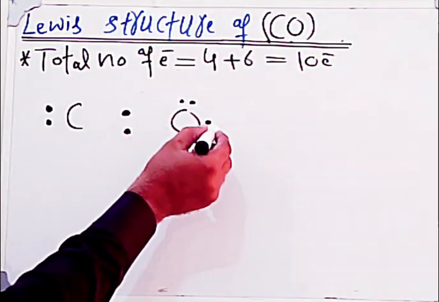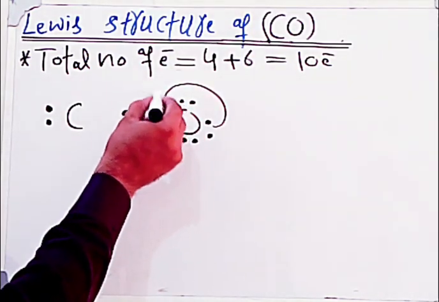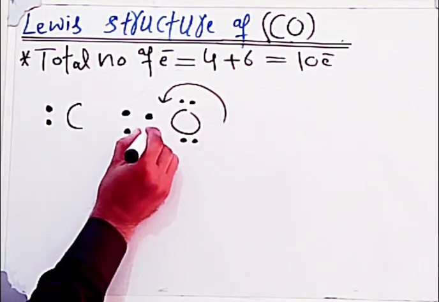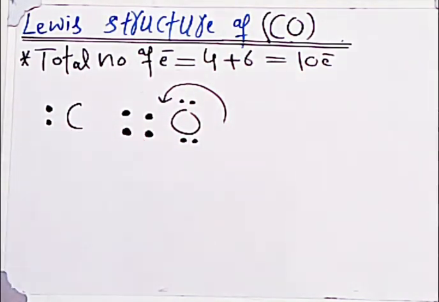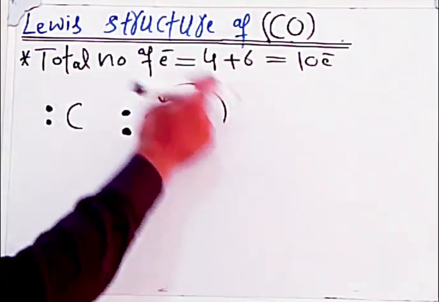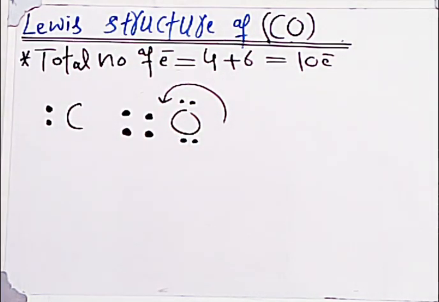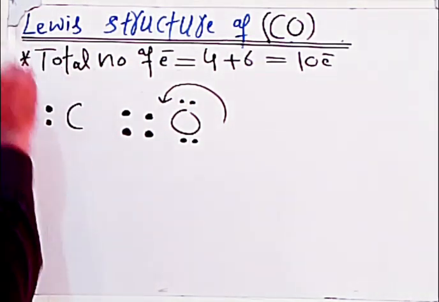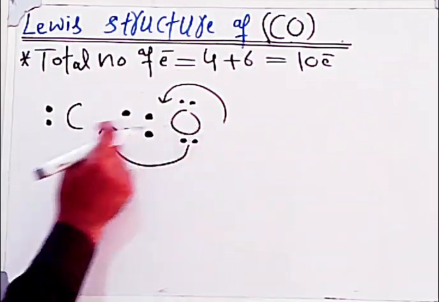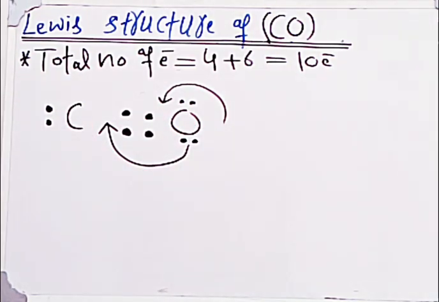we transfer this pair of electrons between carbon and oxygen, so it becomes a double covalent bond. In this way, carbon contains 6 and oxygen contains 8. So again, to complete the octet for carbon, we transfer this pair of electrons between carbon and oxygen.